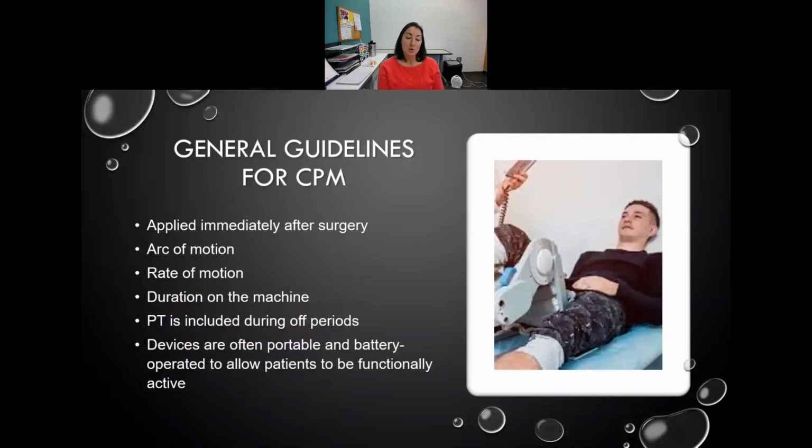Some of the guidelines: it needs to be applied typically immediately after surgery, and you continue to apply it for several hours a day. Often it's like, I think, 4 to 8 hours. I have it below. And for 2 to 6 days after surgery. So up to a week is kind of the longest we typically use the CPM machine. You can set in there the arc of motion and the rate of motion.